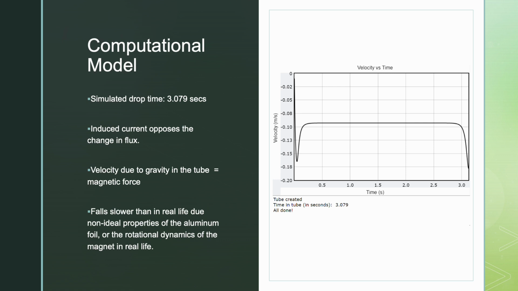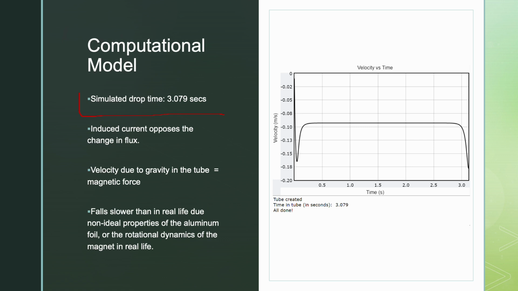All right, and then this is the model created in GlowScript from the simulation. The simulated time was 3.079 seconds. And then just some things here, that the velocity in the tube is due to the force of gravity that is acting on the magnet.